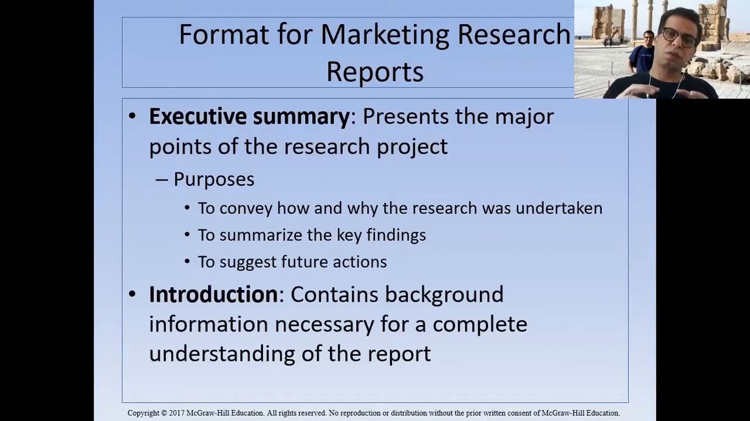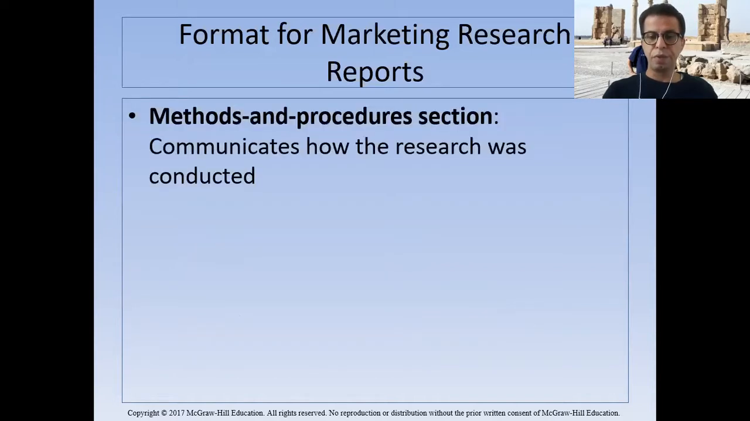This is because executives usually don't have time to read all your reports, but with the first one or two pages they need to find out what kind of decision they need to make. So all this information should be summarized in the first two pages. Then you start the introduction, which contains the background information necessary for a complete understanding of the report. Then the method and procedures: how it's done, how the research was conducted.